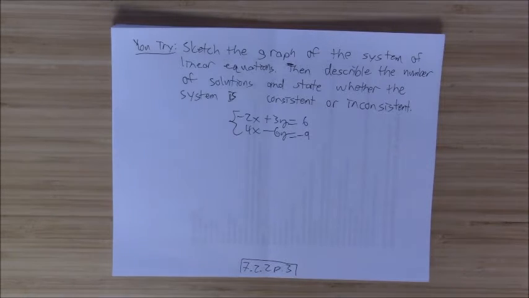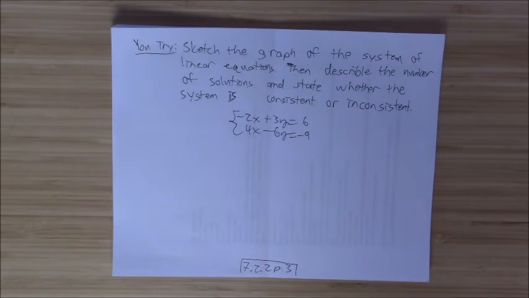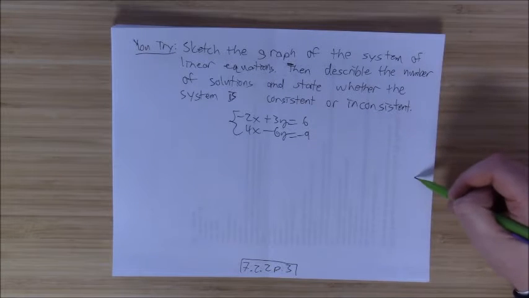Now it's time for you to try. So go ahead and graph the system of linear equations to try to solve it. And then based on the graph, determine the number of solutions and state whether the system is consistent or inconsistent. On the count of 3, I will reveal the solution. 1, 2, 3.